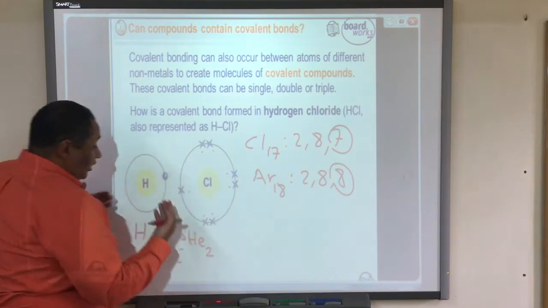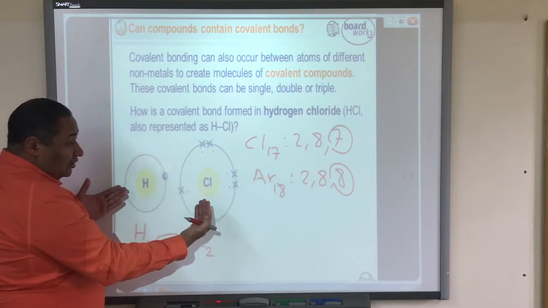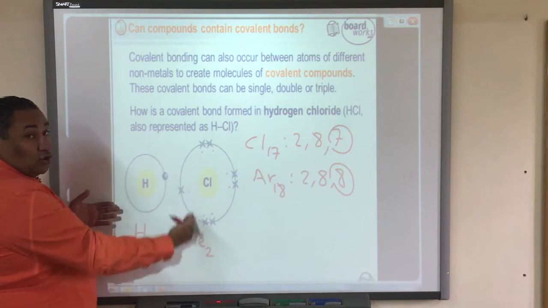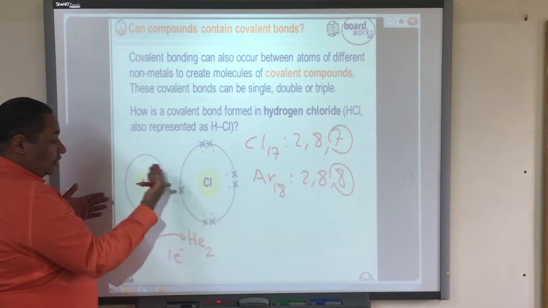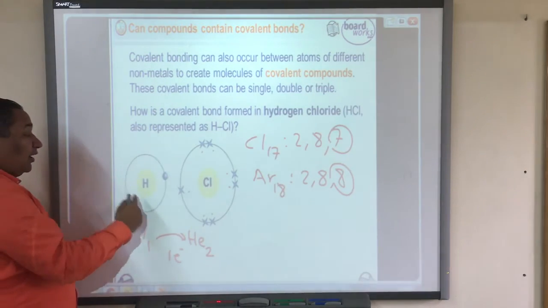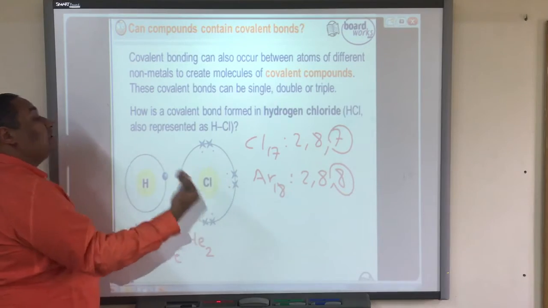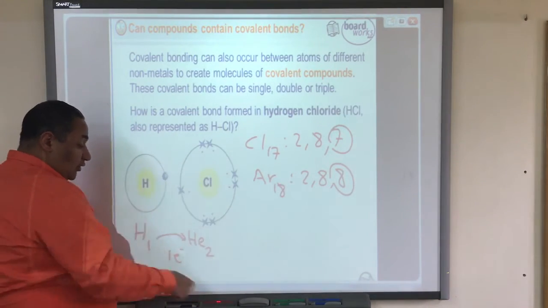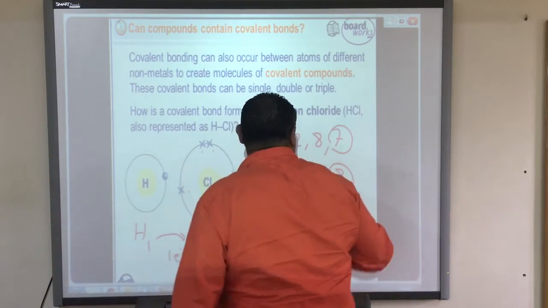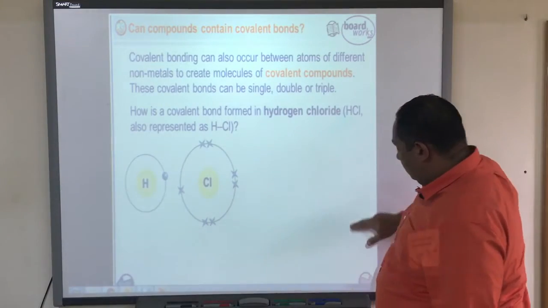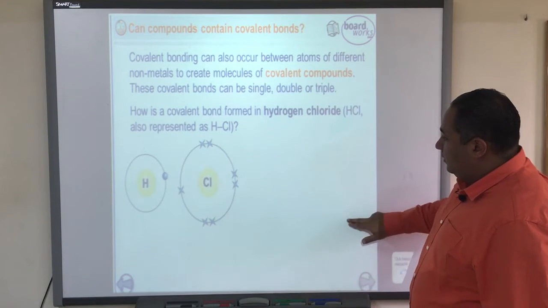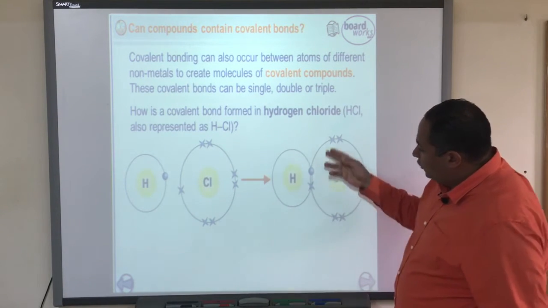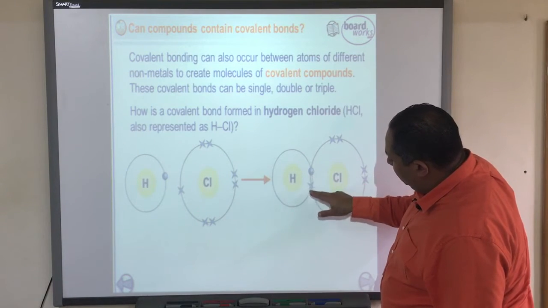Okay, very good. So if hydrogen and chlorine are together, now they think, I need an electron, you need an electron. Chlorine needs 1, hydrogen needs 1. Let's share. Hydrogen will share 1 electron since it needs 1. Chlorine shares also an electron since it needs 1. So what happens? They bond together, 2 nonmetals. This shares 1, this shares 1.